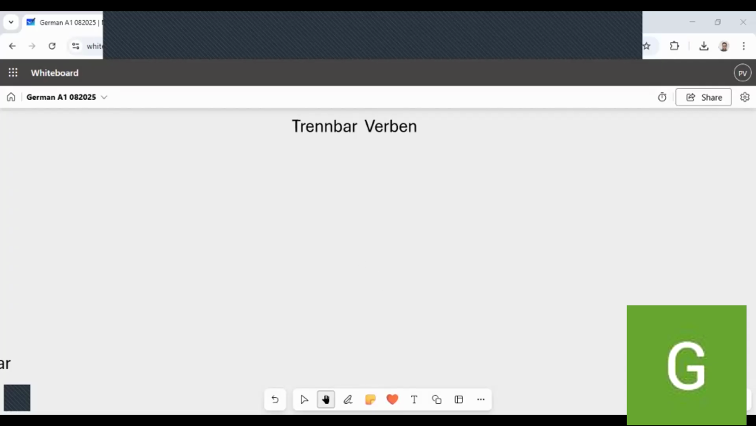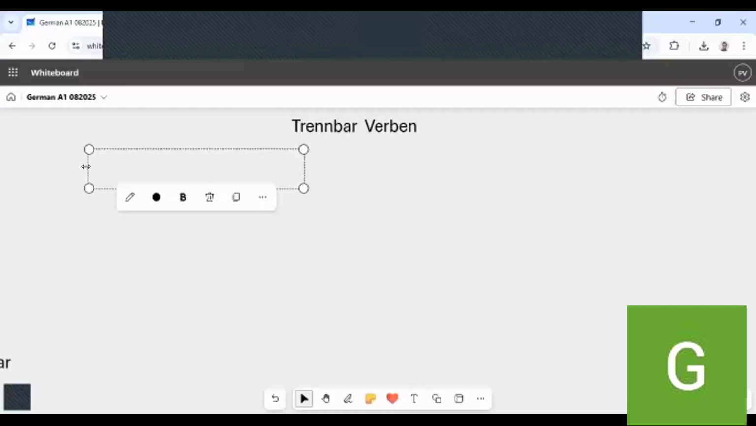So Trennbar verbs we are going to learn now. The first verb is einladen. Einladen. When we write this verb, we write the verb complete.